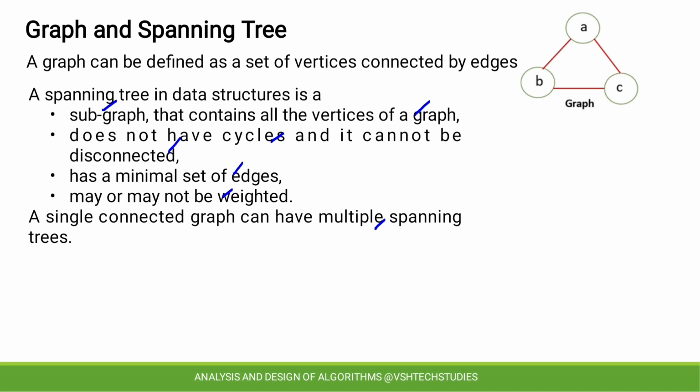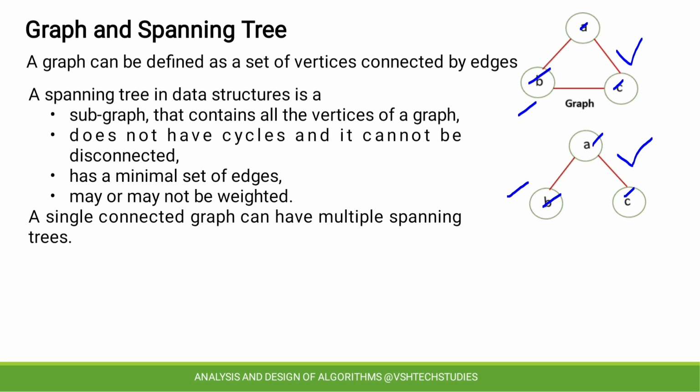What do they mean? If this is the given graph, one spanning tree for it is this. In the given graph there are 1, 2, 3 vertices. Its spanning tree also has 3 vertices. So this spanning tree is a subgraph of the given graph and it has the same number of vertices as the given graph. So spanning tree is a subgraph. It contains all the vertices of a graph. That is the first point. The spanning trees do not have cycles.